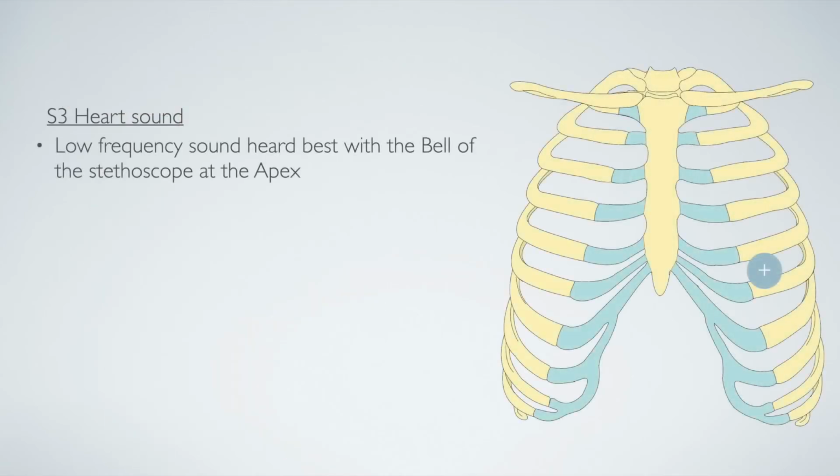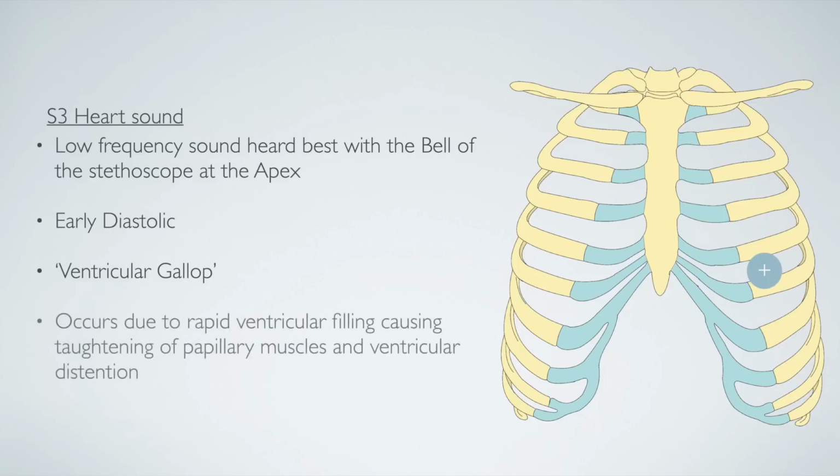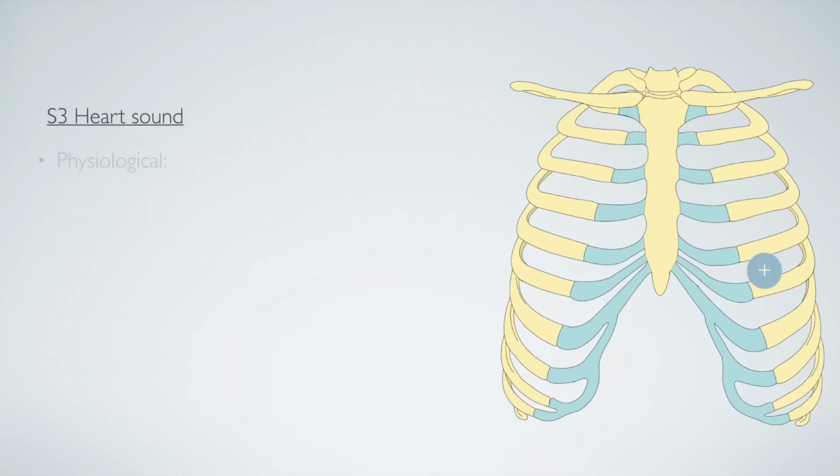The S3 heart sound is a low frequency sound heard best with the bell of the stethoscope at the apex of the heart. It is heard in early diastole and is often referred to as a ventricular gallop. It is caused by rapid ventricular filling, which distends the ventricle and tautens papillary muscles. The S3 heart sound is a physiological occurrence and can normally be heard in children and in young healthy adults below the age of 30.